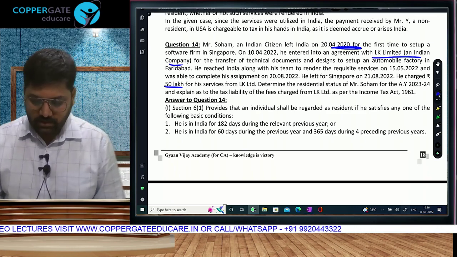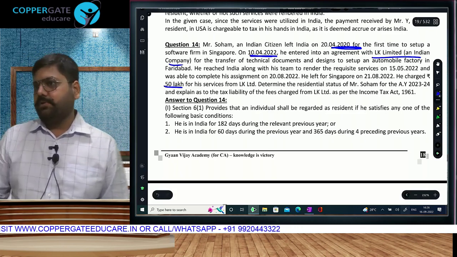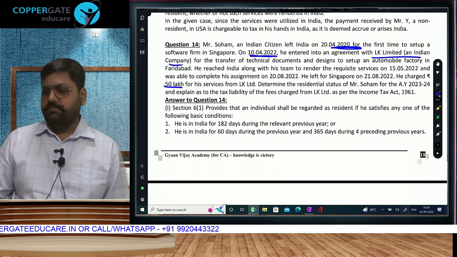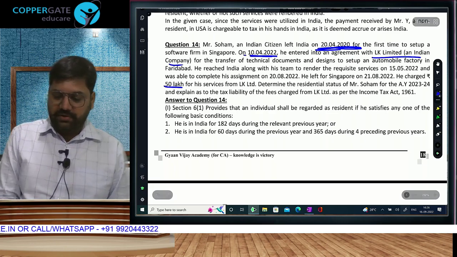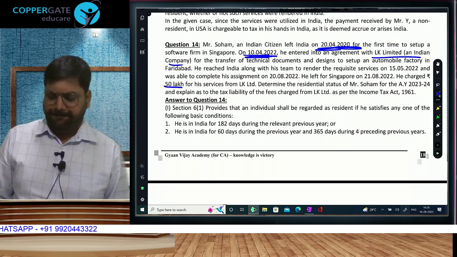Okay, fine. He did this agreement on 10th April. But where was he at that time? Because he had already left in 2020. So while he did his agreement, he was outside India. Can you count that as his stay in India? No, sir. No.